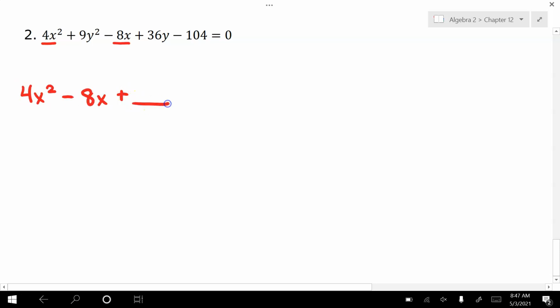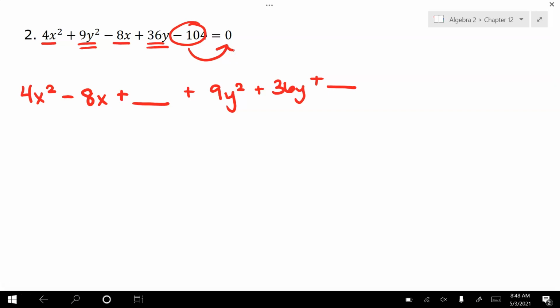And then we did plus, we drew a blank. Then I'm going to do my y's together. So I have 9y squared and 36y. And then draw your second blank. Now remember with the -104, we need to move that over to the right side because we want to get any regular numbers over on the other side there. So we're going to add 104, and then we need to draw in 2 more blanks because whatever we fill in the blanks on the left side of my equal sign, I'm going to have to put it on the right side too, just to keep it balanced.